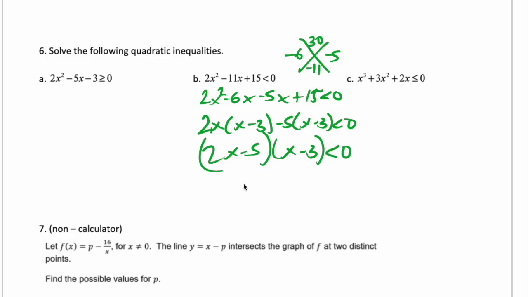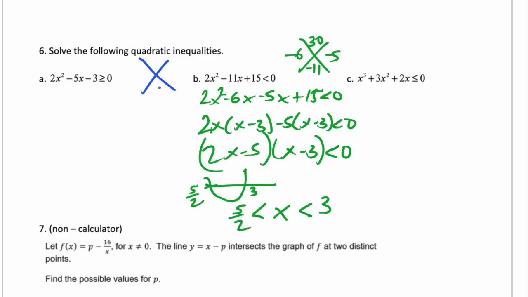This again is a quadratic that's facing up. We've got solutions at 5/2 and 3. So this means x is between 5/2 and 3 is the solution.